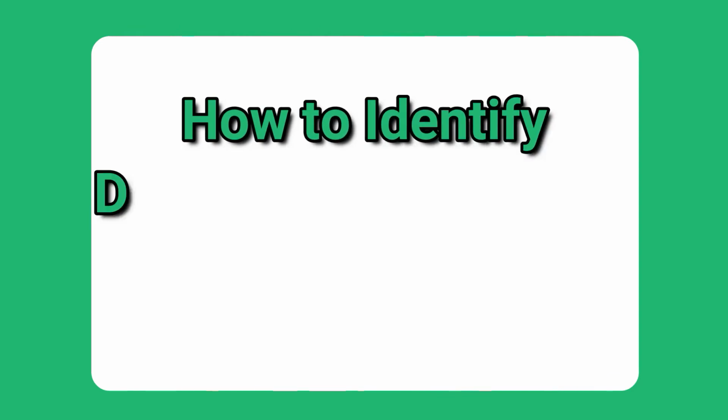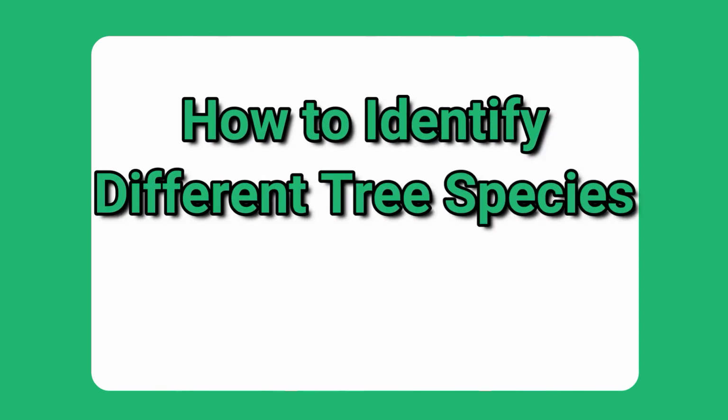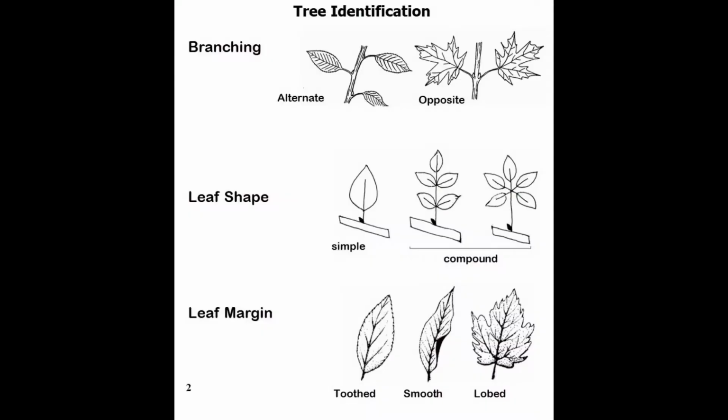Now that we understand the importance of trees and how researchers study their growth, let's discuss how we identify different kinds of tree species. What most people use to tell different tree species apart are their leaves. Now, this could be whether or not the leaf is a single leaf or a compound leaf, whether the leaf has smooth or toothed edges, or the general shape of that leaf.